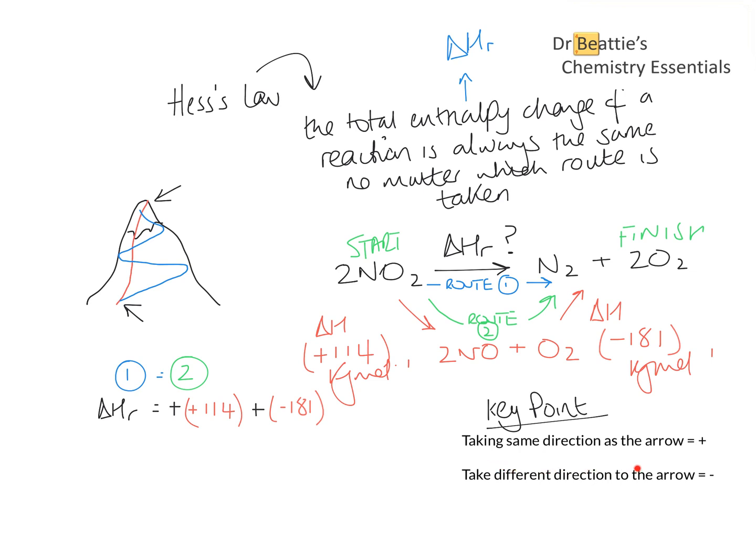So if you take a different direction to the arrow, you put a negative in front. So instead of plus here, it would have been a negative. We'll look at examples of this later on in the video. So all that remains is to carry out this calculation, and that works out to be minus 67. And because the values here were kilojoules per mole, this would also be kilojoules per mole. And so what you've used is this idea that the reaction enthalpy changes are always the same no matter which route is taken, to work out the value for this, which was route 1.